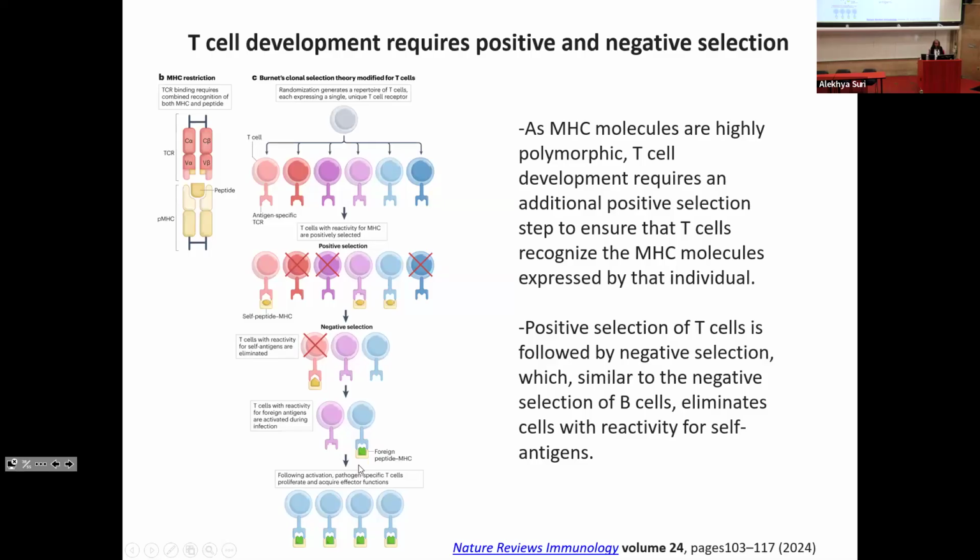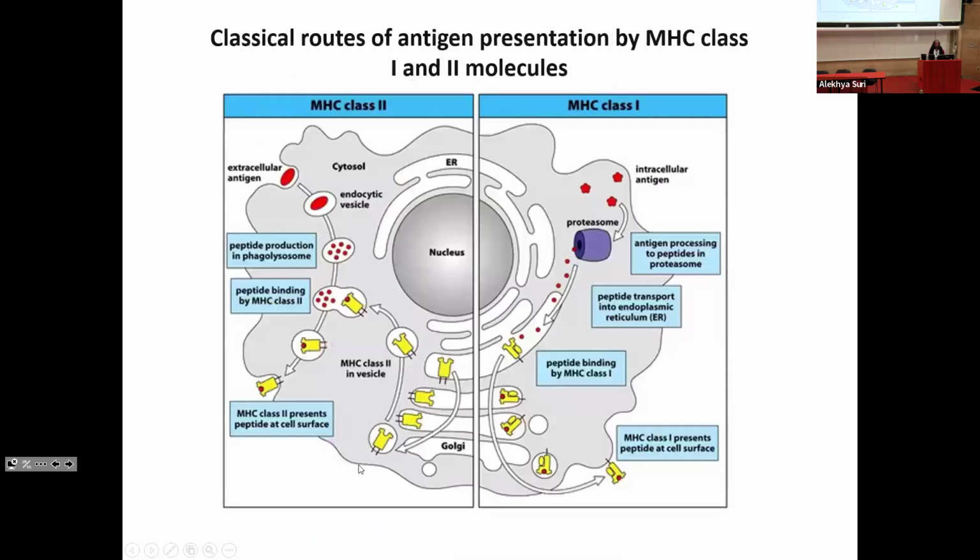And these cells then come into circulation, and this is what will recognize, or get activated when there's an antigen from a pathogen being presented on an MHC molecule, okay? And there are two routes of antigen presentation for class 1 and class 2. And the reasons for why we need a class 1 and a class 2 molecule, right?